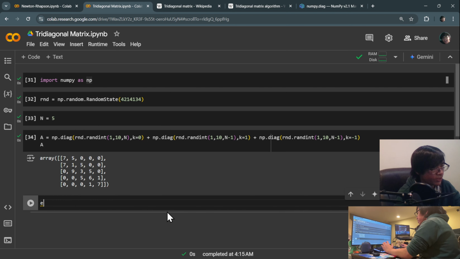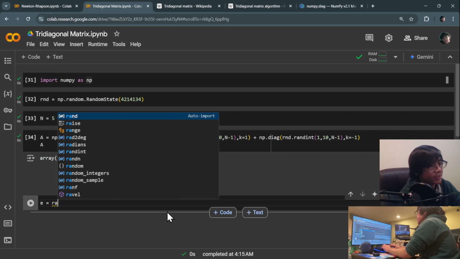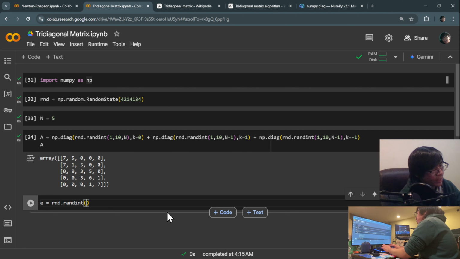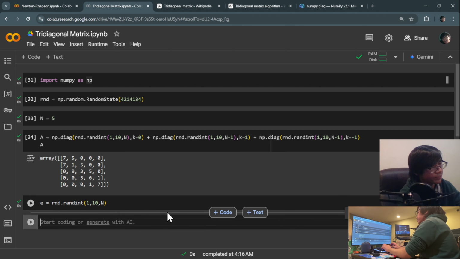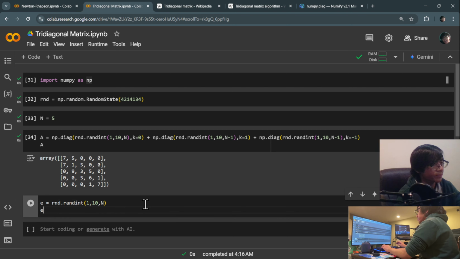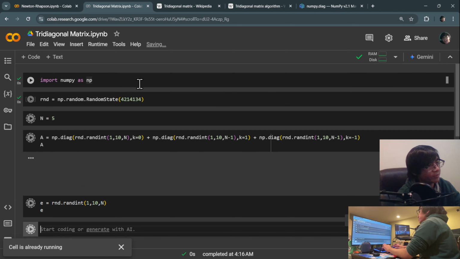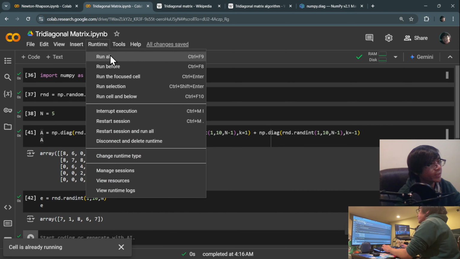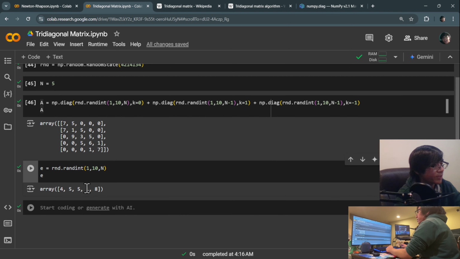the modified version. It's just the e's. So let's call it e, and then make it also a random integer. RND random integer. And we also do 1 to 10 for the same number. Well, let's see if that works. Rerun, because if I rerun these, it'll give me different numbers. So, all right, I think that's right.